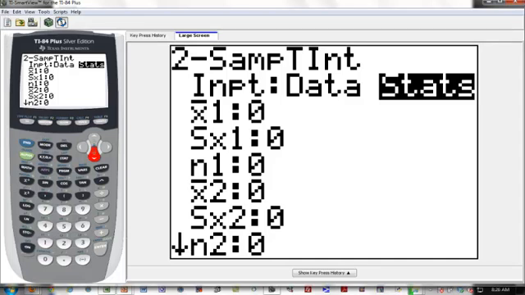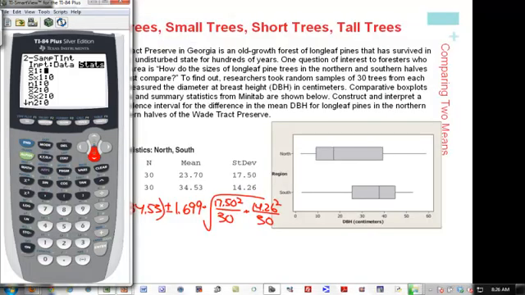I don't know the numbers anymore. Oh, I know what I can do. I can do this. There we go. 23.7 is the mean of the first sample. 17.05 is the standard deviation. N1 is the sample size of 30. And X bar 2 is the mean of the second sample. Standard deviation of 14.26, and sample size was 30. And the confidence level was 90%. There we go.